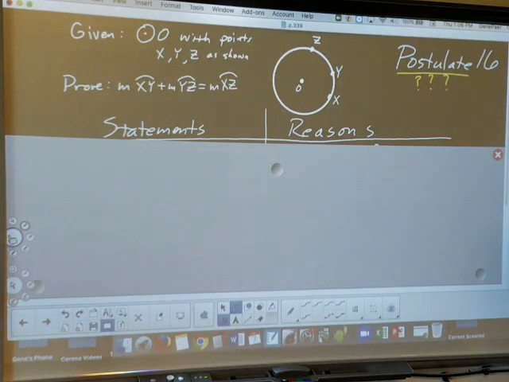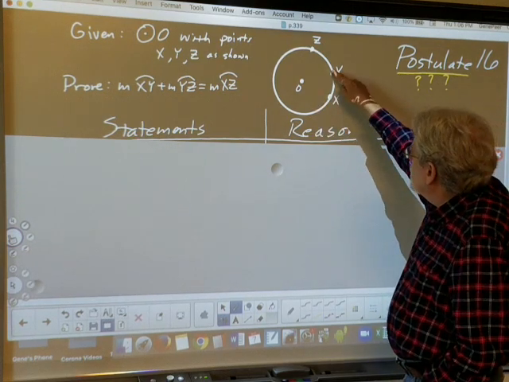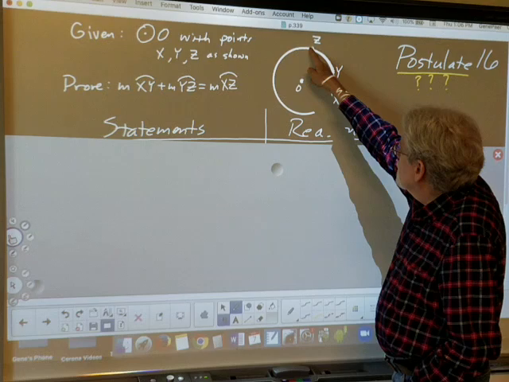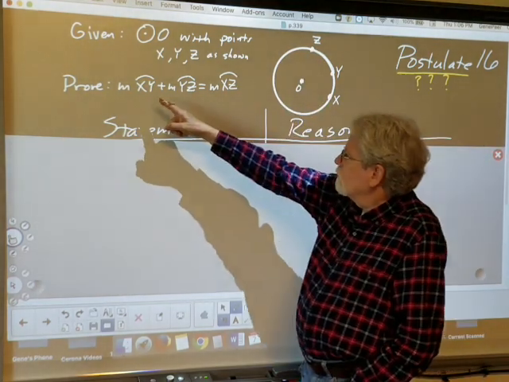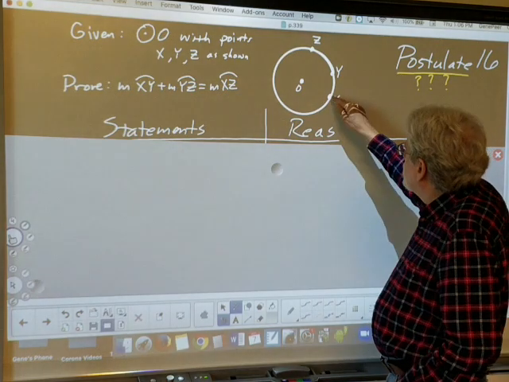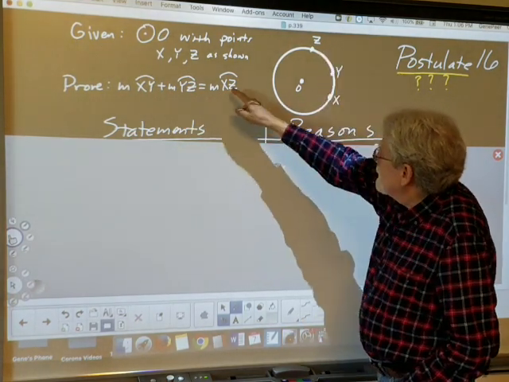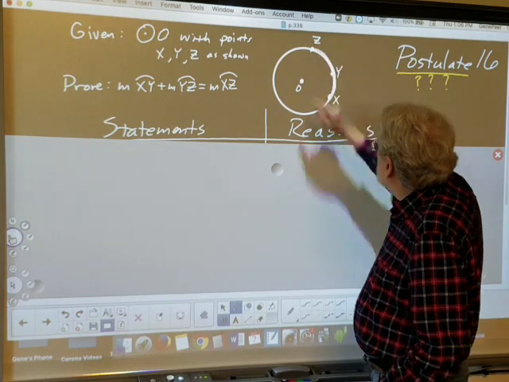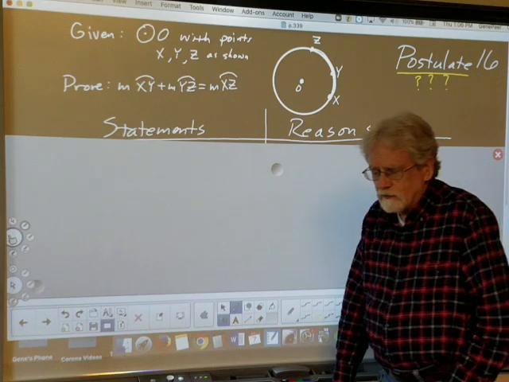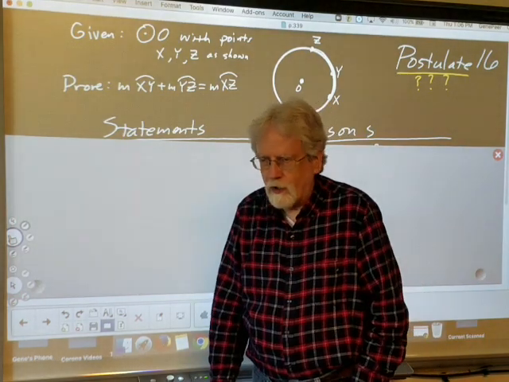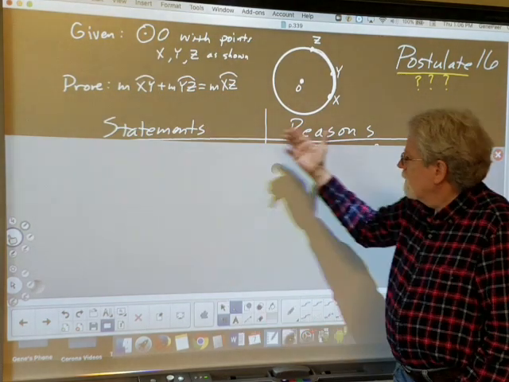Here's the proof. Here's our circle. We have arc XY. We have arc YZ. Center is at O. We're trying to prove that the measure of XY plus the measure of YZ will equal the measure of XZ. We are trying to prove postulate 16, which is not something that we normally would be trying to do. All right, we have our statements and our reasons.